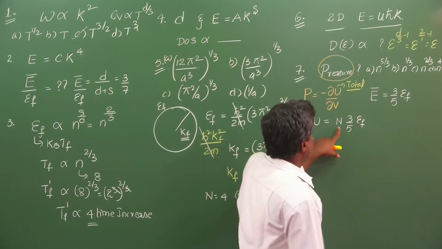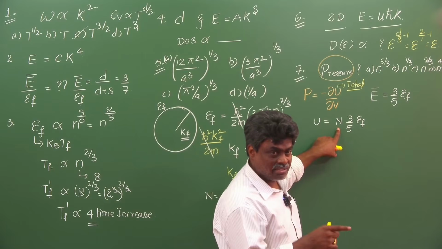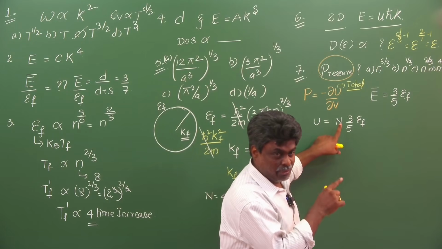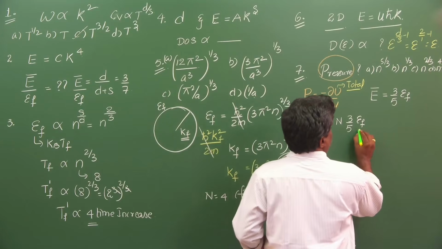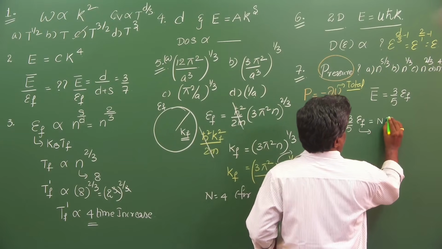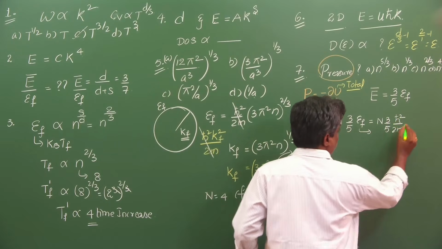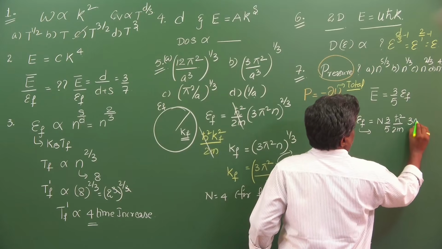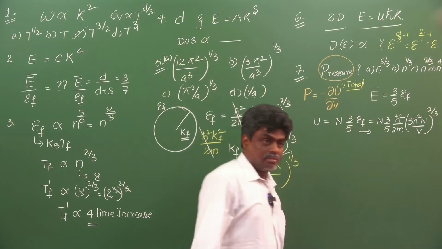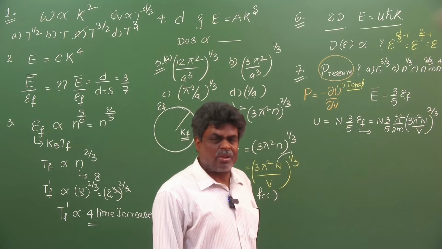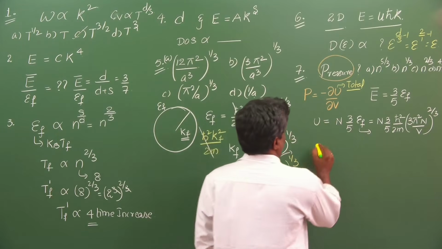Careful: if you have not taken this N, you will get one answer, which is also an option there. If you take it, you will get the correct answer, otherwise wrong. Everybody knows what EF is, so with 3 by 5 times h cross square by 2m, and small n is nothing but capital N by V. I want differentiation with respect to V.